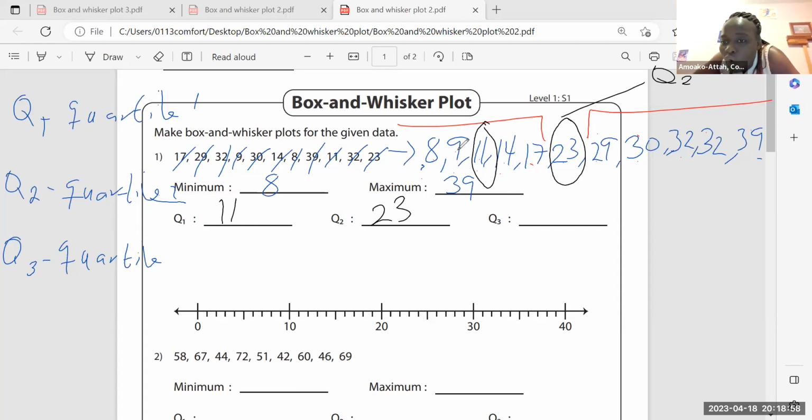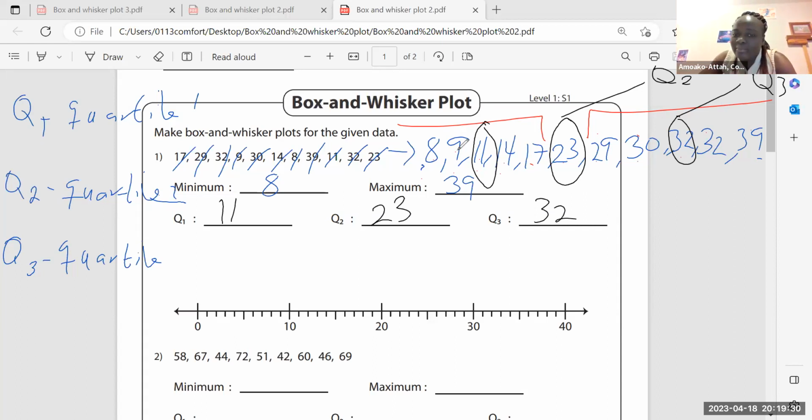You also get it from the middle number in the second half, or the upper half. So you have 32 as your middle number in there, and that will give your Q3. So you have 32 over here. That is all. So first, rearrange the numbers in ascending order, from the least to the greatest, right?